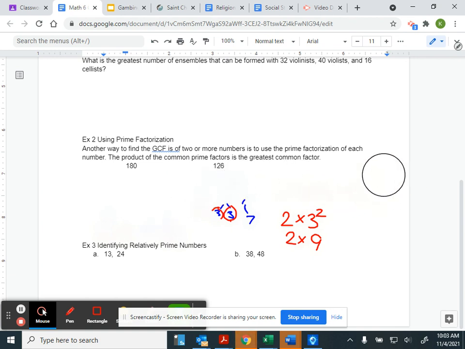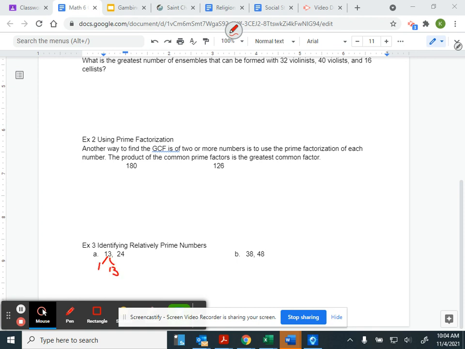And our last example. Identifying relatively prime numbers. So, 13 and 24. We need to find out if it's relatively prime. Do they share factors that are bigger than 1? So our factors for 13 are 1 and 13. Our factors for 24 are 2.